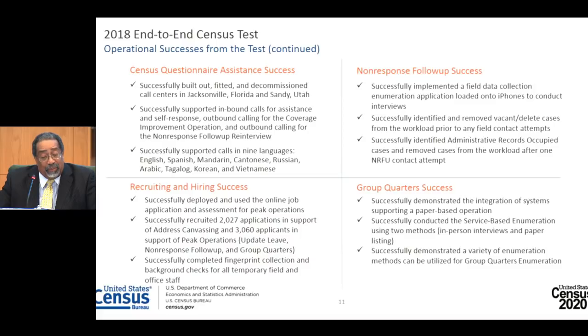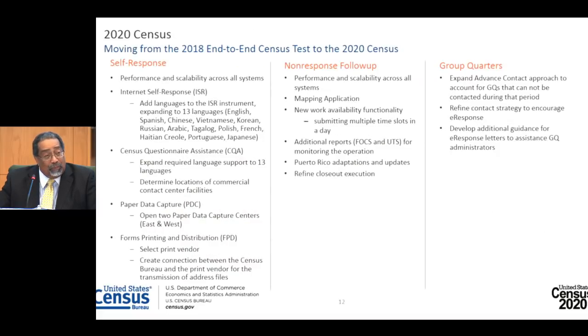This slide gives you an idea of what we have left to do to move from the 2018 test to the 2020 census. The big thing, of course, being performance and scalability across all systems. Autry will be talking about that a little later. We will also add additional languages to the Internet Self-Response Instrument to fully expand it to 13 languages as planned. We'll do the same thing for the Census Questionnaire Assistance Centers and expand from the 8 languages offered during the test to 13 languages in addition to English.